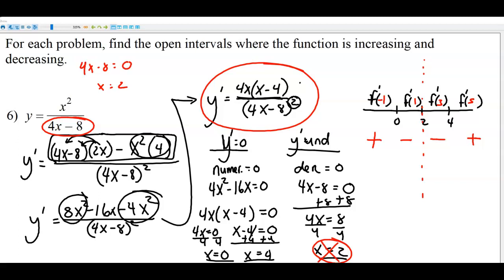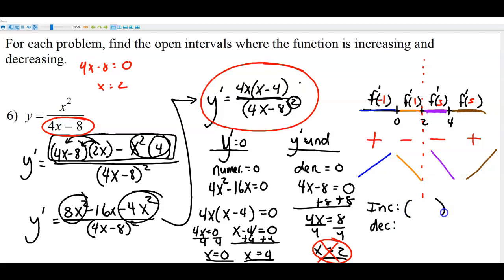So I see that on this interval we're going up. I see that on this interval we're going in a downward direction because the slope is negative. I see that on this interval we're going down again because the slope is also negative. And I see that on this interval over here we're going up again. Okay, so we are ready to write our answer. Where is this function increasing and where is it decreasing?